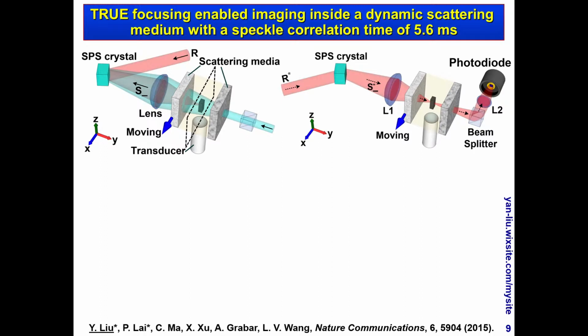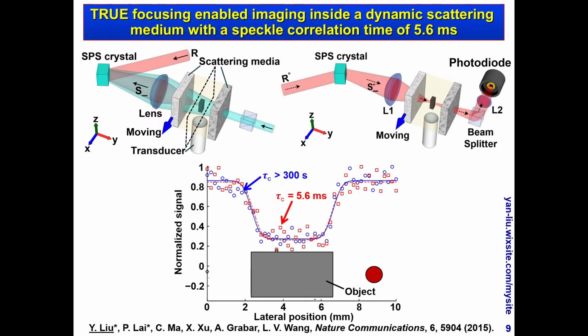To acquire an image of this object, on this plane containing the object, we scan the true focus across the object and monitor the transmitted light signal with this photodiode. This is the signal we got. You can see when the true focus is on the object, we see a decrease in the transmitted light signal compared with the case when the true focus is away from the object. This is because the object absorbs some of the light. So this dip actually manifests the object, and this curve shows an image of the object.